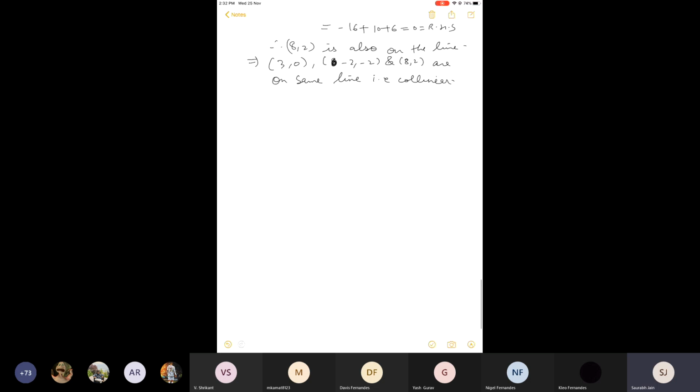19th question. There is a point R which divides a line segment between the axes in the ratio 1:2. See, suppose there is this line segment and this line segment is between the axes. Between the axes means coordinate axes. This point P(h, k) divides line segment AB in the ratio 1:2.